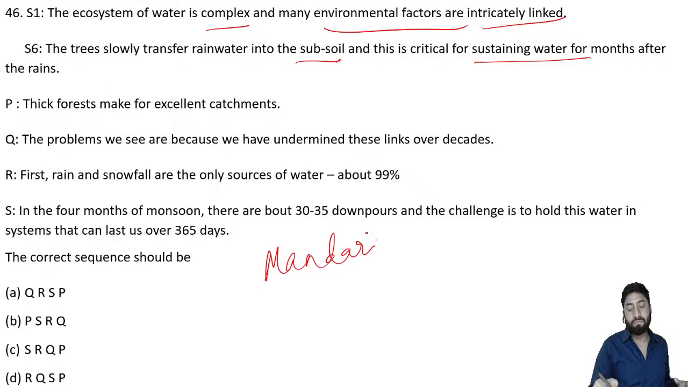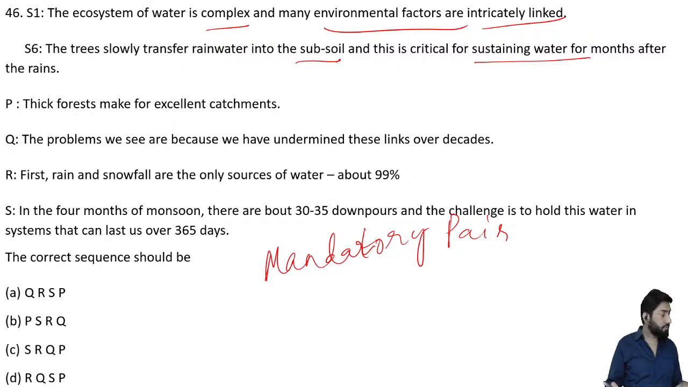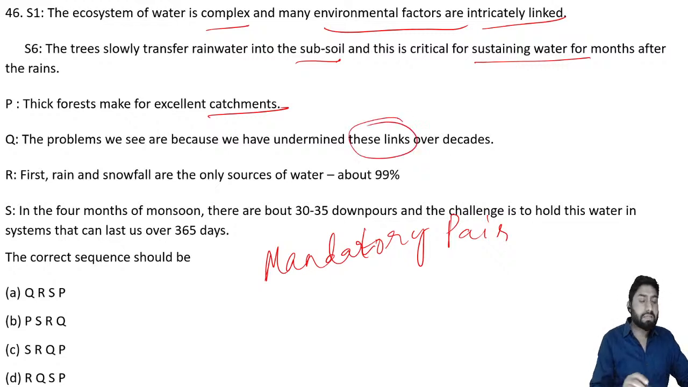हमने यहाँ पे देखा QPSR, यहाँ से कोई elimination नहीं, हमें mandatory pair पे काम करना है. किसके साथ? S1 के साथ. So S1 के साथ, which one makes the mandatory pair? That's where you have to work, right? So you work on that. Ecosystem. Thick forests make for excellent catchments. Catchments की बात इसमें first में S1 में नहीं हो रही है. The problems we see are because we have undermined these links over decades. These links. It is complex and many environmental factors are intricately linked.